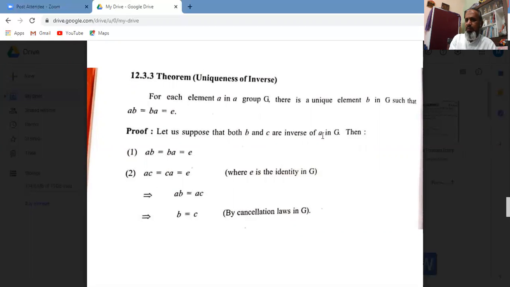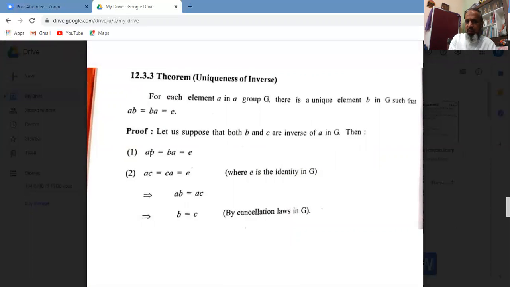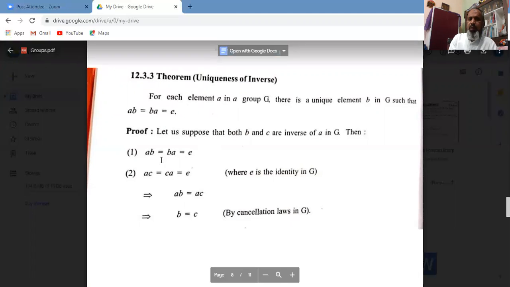Then, according to the definition of inverse, if B is the inverse of A, then A into B must be equal to B into A is equal to the identity element, because B is the inverse of A. So the definition of inverse: A star B is equal to B star A is equal to the identity element with respect to the given binary operation. So this is the definition. If B is the inverse of A, then this condition must be satisfied: AB is equal to BA is equal to E.